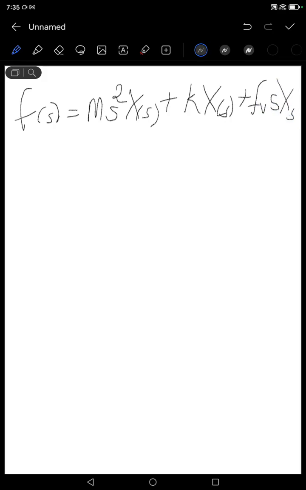Remember, we are looking for X over F, like this. So what we're going to do here is take out the common factor of X of s.